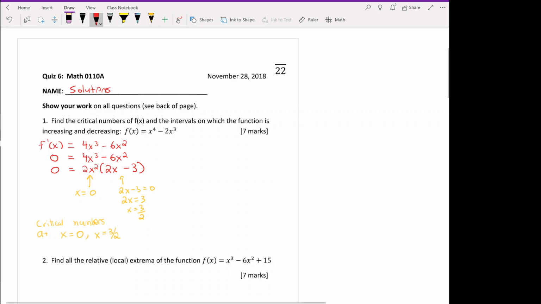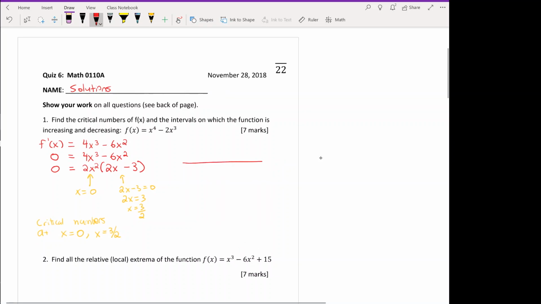Next, we're going to look for regions of increasing and decreasing, and that's going to require us to draw out a number line. So my number line goes from, well, I think I need a bigger number line. It goes from minus infinity to infinity. And we have to cut the number line at the two special numbers we found, the two critical numbers, at 0 and at 3 over 2. Just make sure you put the smaller number at the left, larger number to the right.